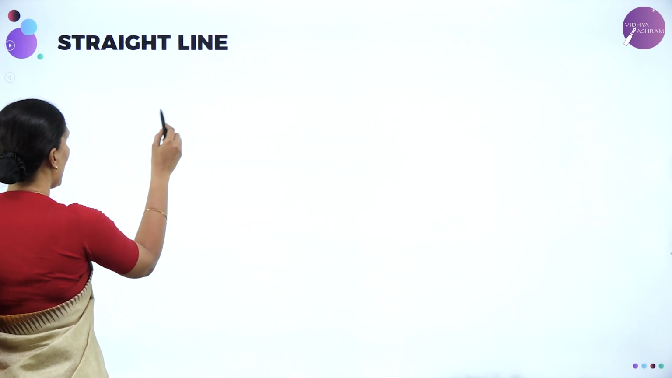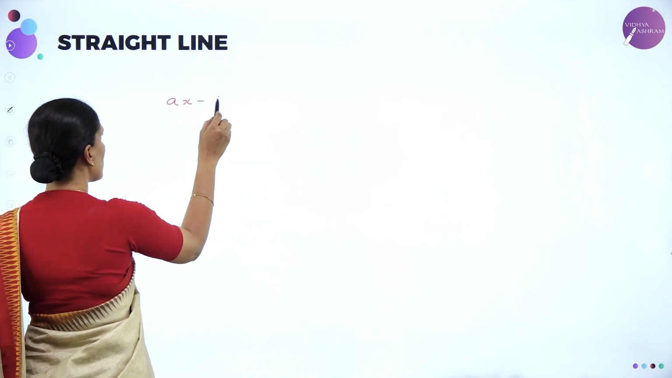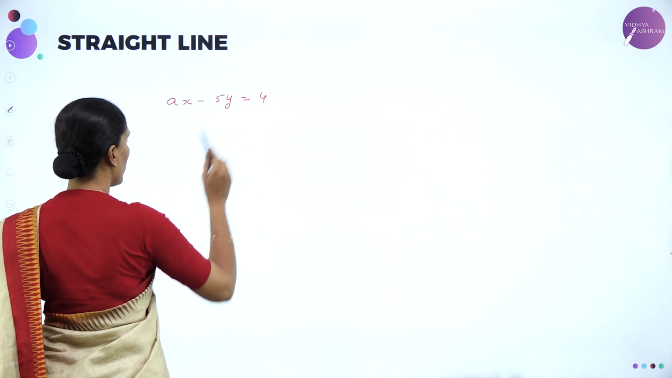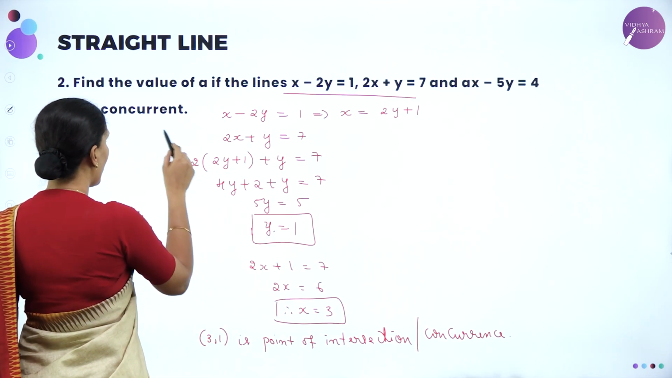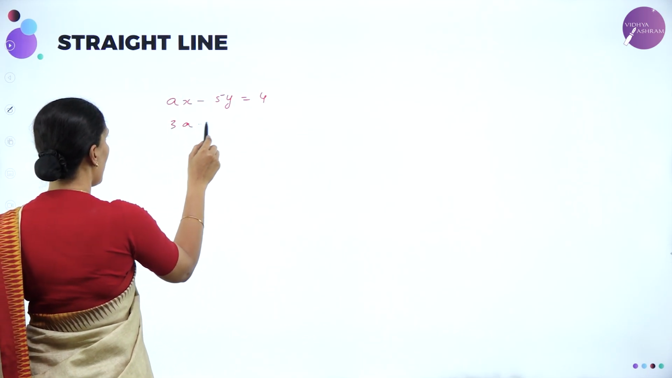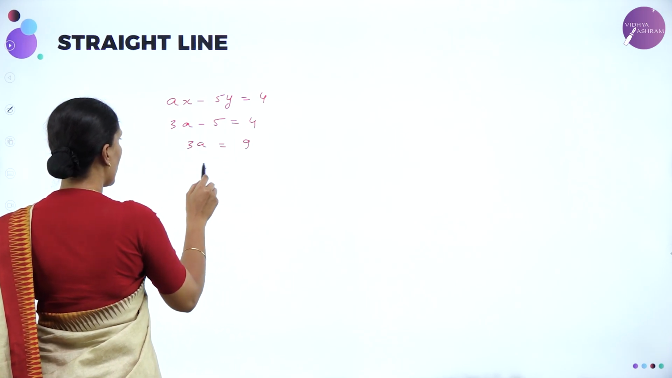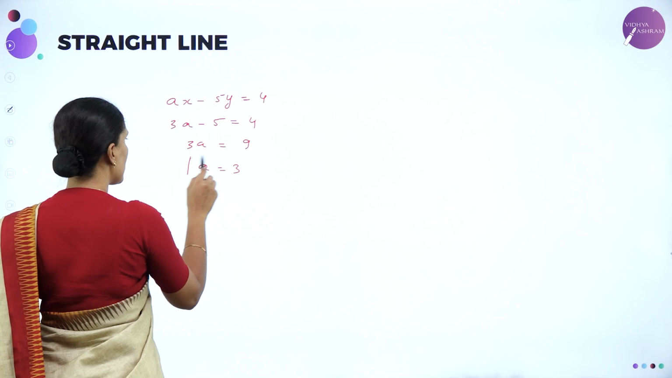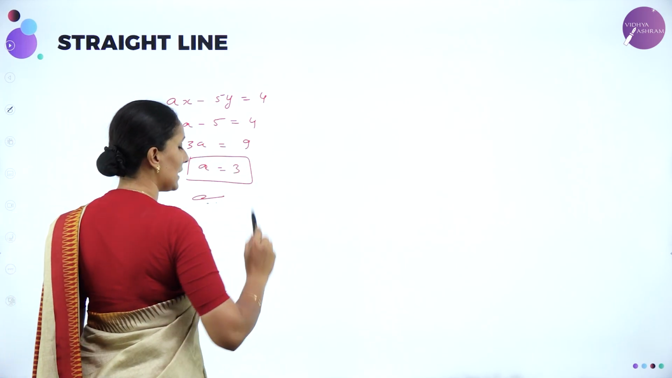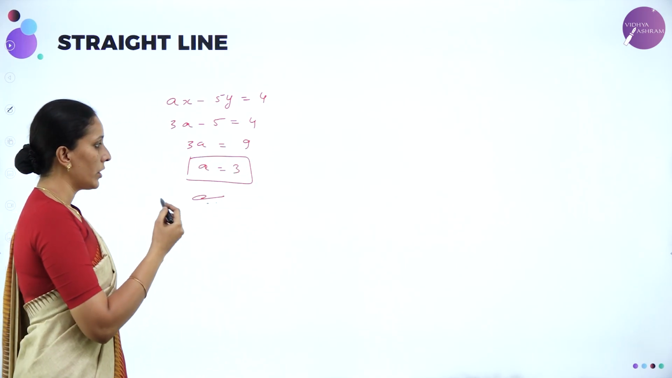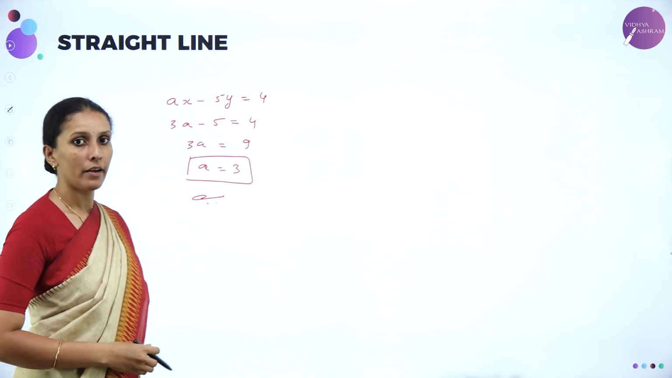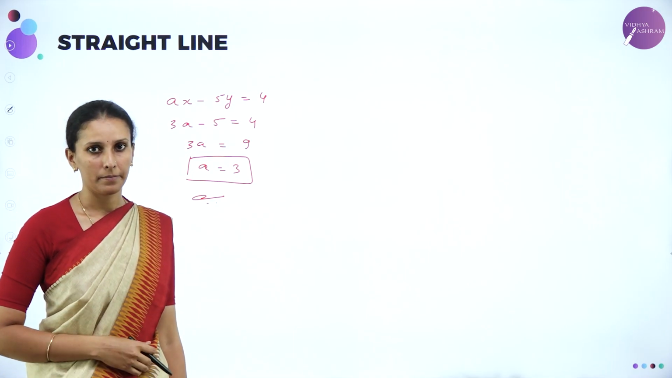So, we have ax minus 5y is equal to 4. Substitute x and y, which becomes 3a minus 5 is equal to 4. 3a is equal to 9. a is equal to 3. Hence, the value of a is 3. So, using the point of concurrence, we have found the value of a.